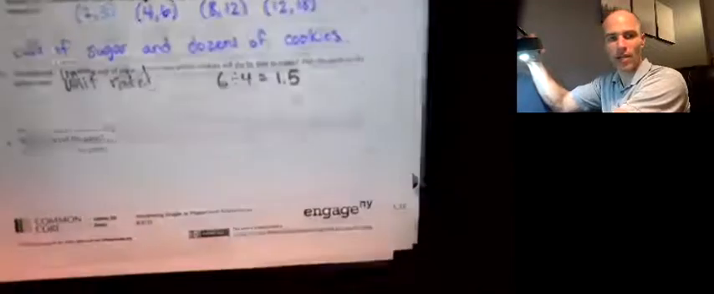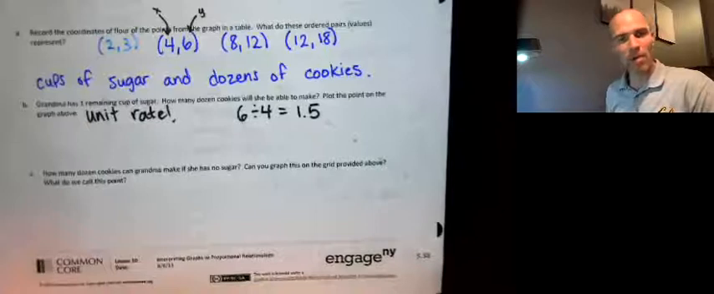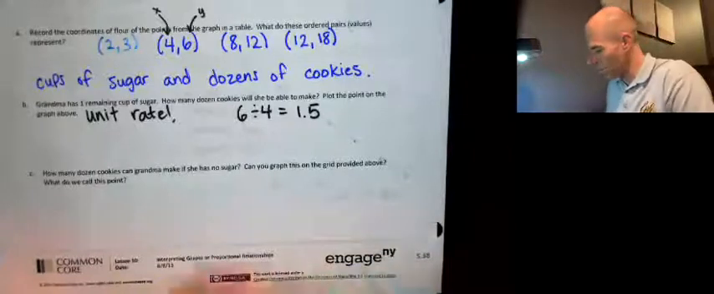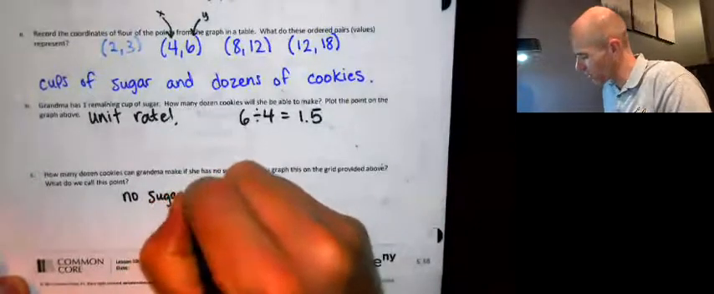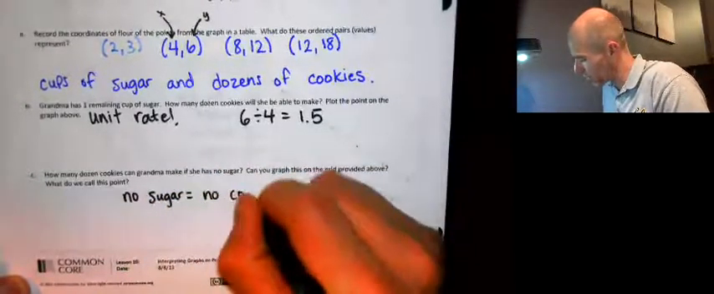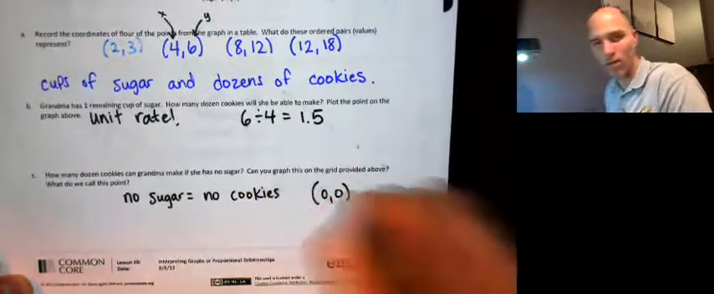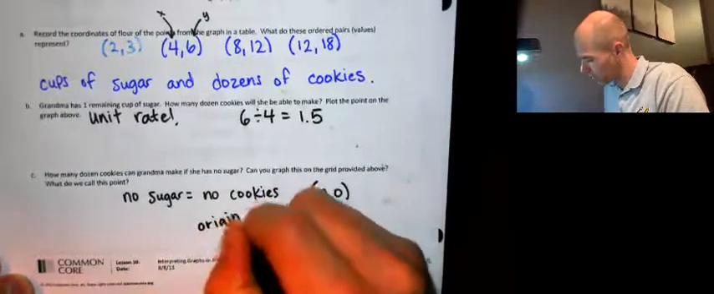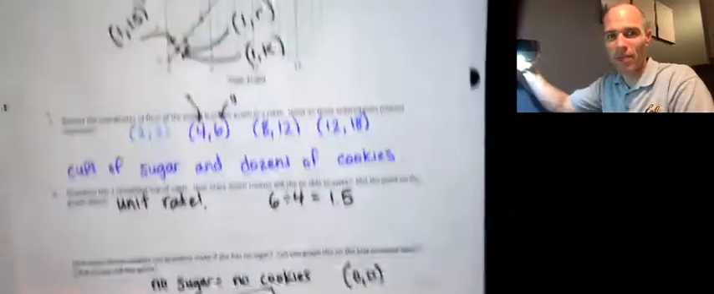And the last question down here says, how many dozens of cookies can grandma make if she has no sugar? Can you graph this point on the grid provided above? What do we call this point? So no sugar obviously equals no cookies. And that would be the point 0, 0 on the graph. And we call that the origin. And of course we can graph that. It has to be on there because it's a proportional relationship, and it's right here.